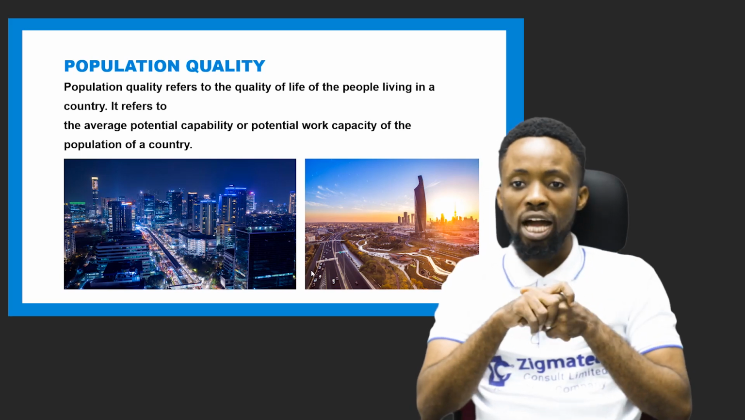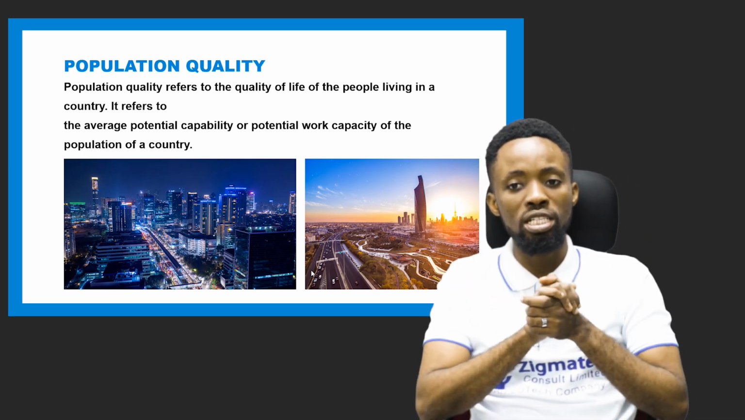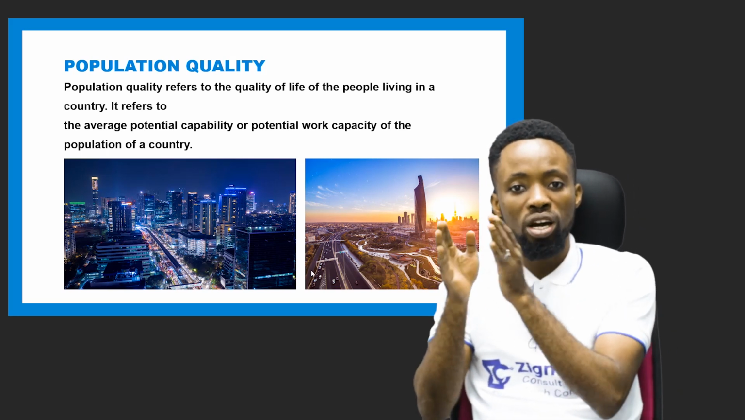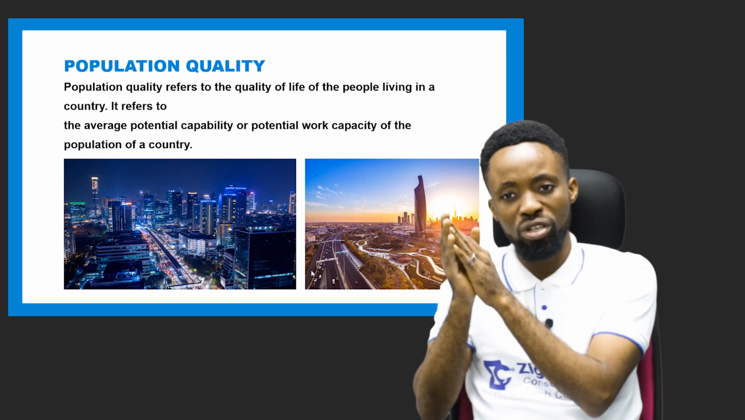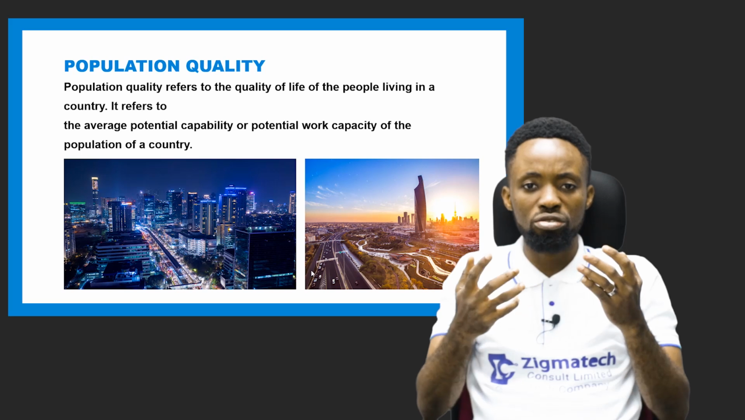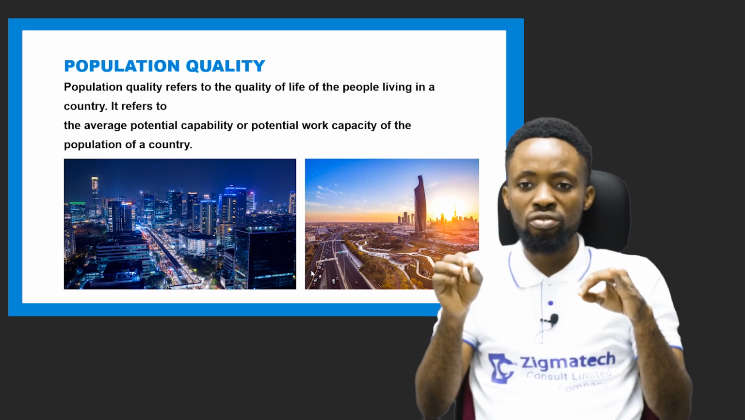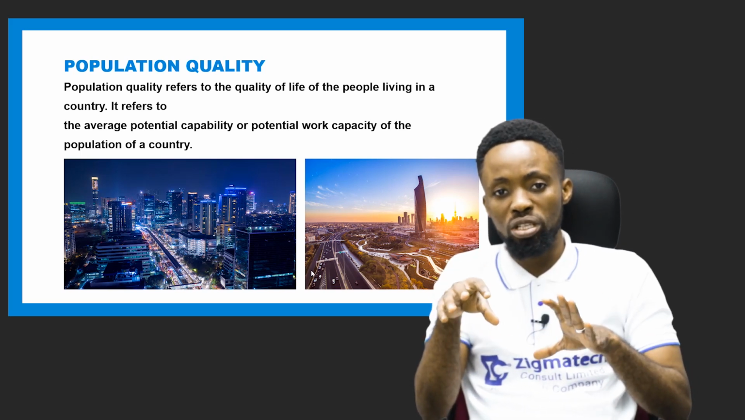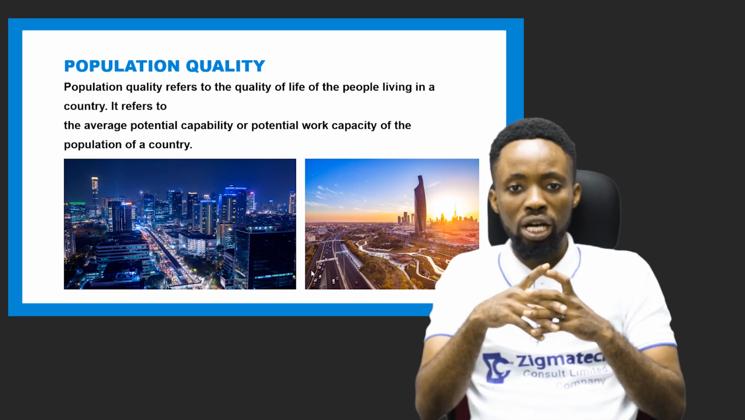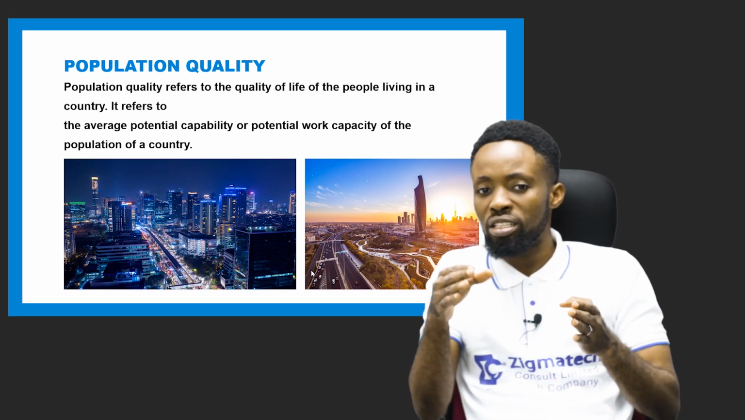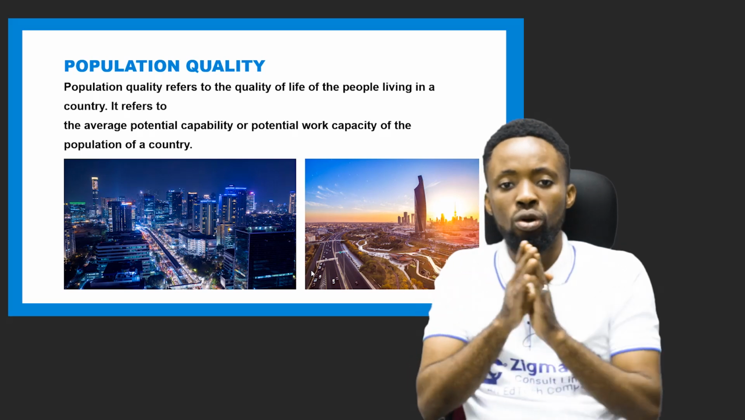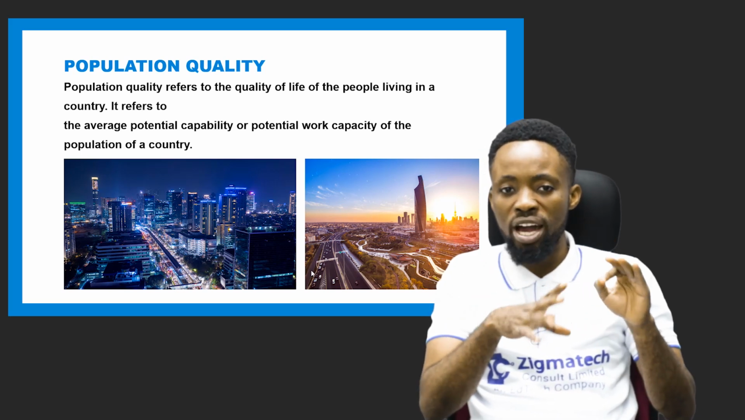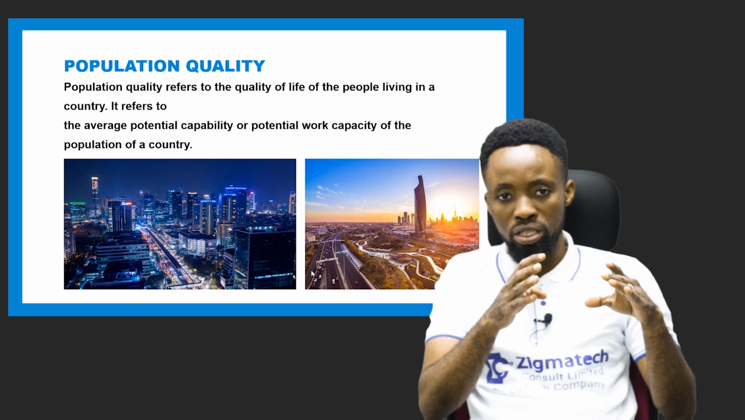So that quality of life of a particular place is what we call population quality. And also we can see population quality as the average potential capability or the potential work capacity of the population of a country. So a place or a country where the potential work capacity is very low will as well have a low population quality. If you look at the developed countries and the underdeveloped countries of the world, you realize that in the developed countries, the potential work capacity is very high. It's very easy to get a good job.